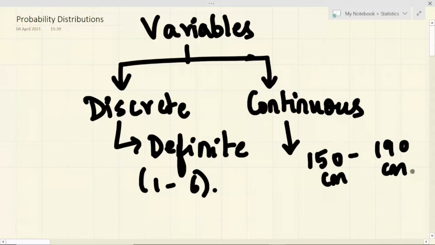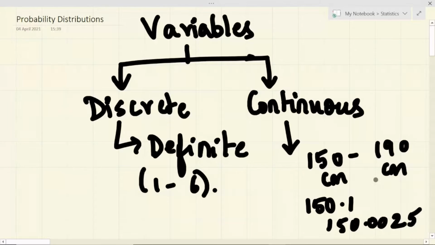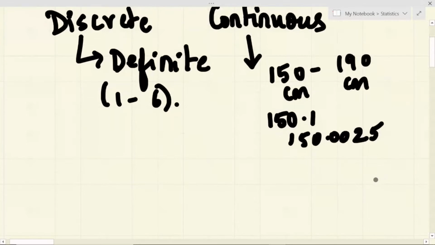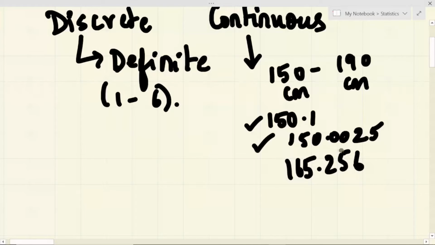So it actually can have any value between them, right? It can be 150.1, 150.0025. When we just consider the height, it can vary very much, right? Even a minute variance is considered as a different value. Even 165.256, it's continuous, right? There are infinite values between them. So it's continuous between a range. That is what a continuous random variable means.